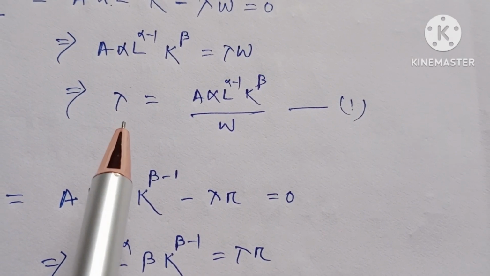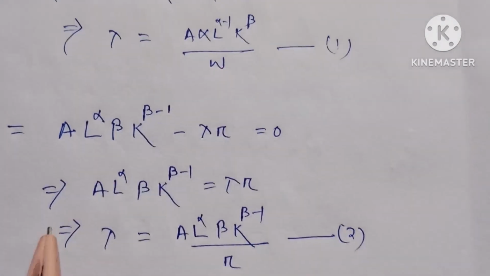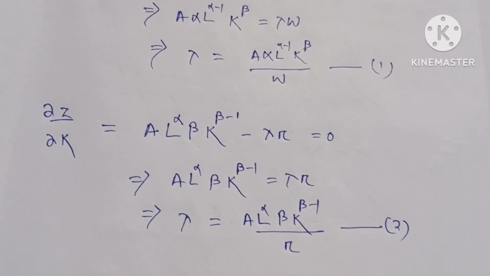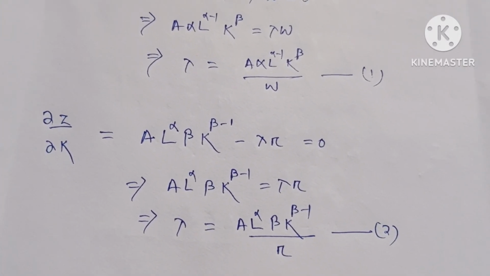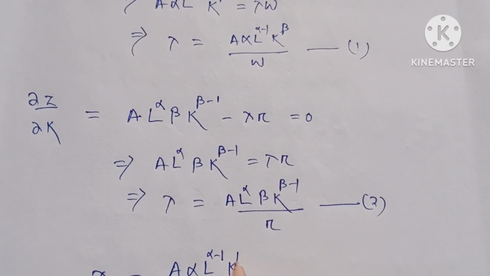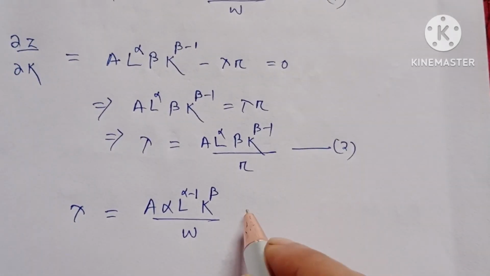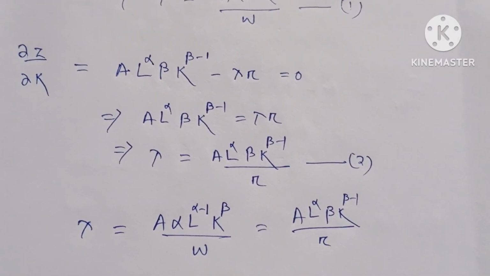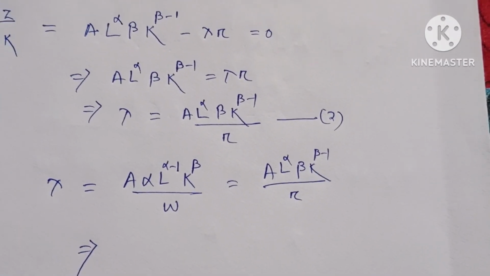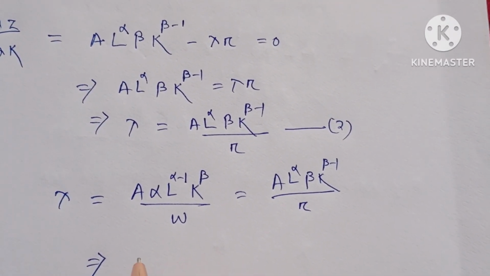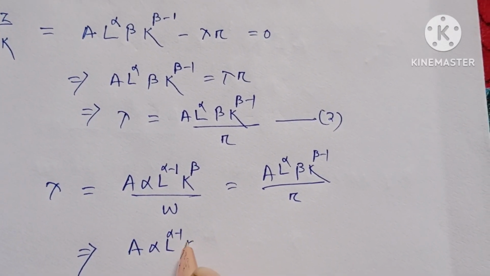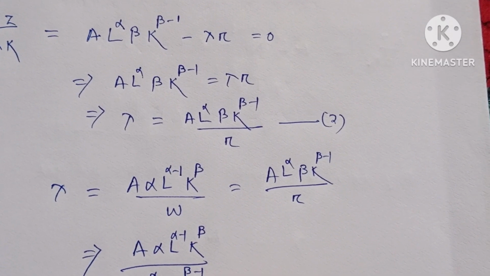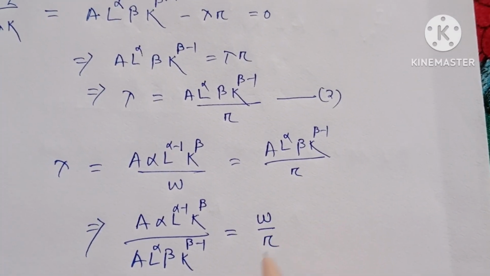See, from equation number 1 and 2, we will get λ equal to this, and here λ equal to this. By solving equations 1 and 2, we can write λ = A α L^(α-1) K^β / W = A L^α β K^(β-1) / R. Now we can write this as A α L^(α-1) K^β divided by A L^α β K^(β-1), and this equals W by R.